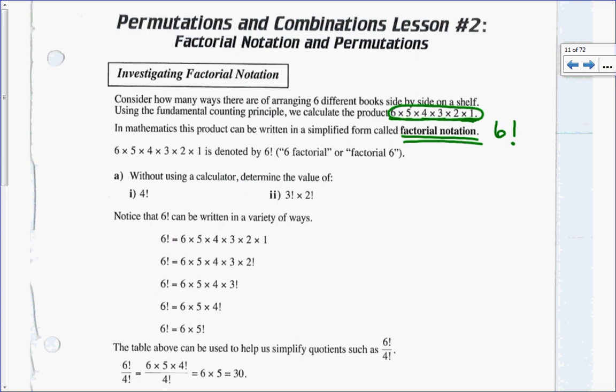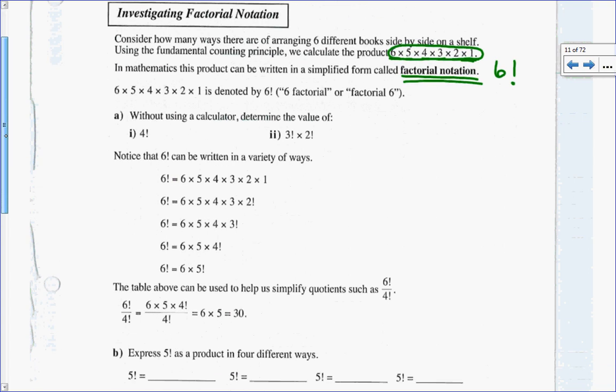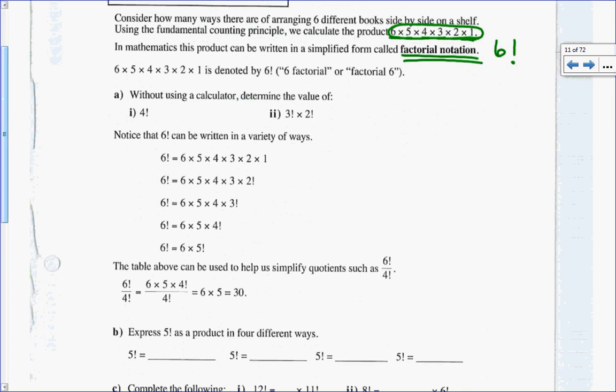Without using a calculator then, let's try A and see if we can figure out the value of 4 factorial. Well, that would just mean 4 times 1 less, 3 times 1 less, 2 times 1 less, 1, and you end at 1. Okay, so 4 times 3 is 12, times 2 is 24, times 1 is still 24.